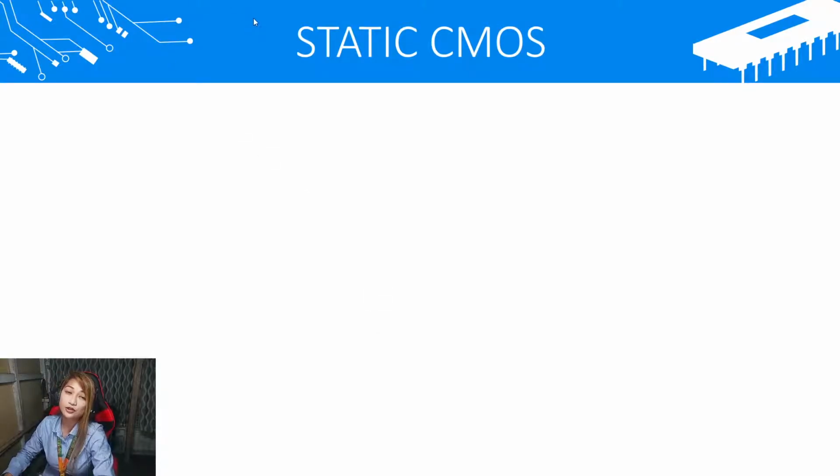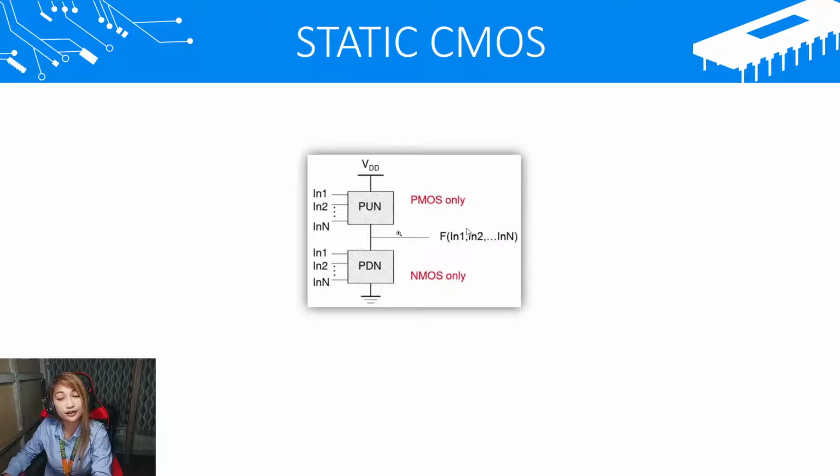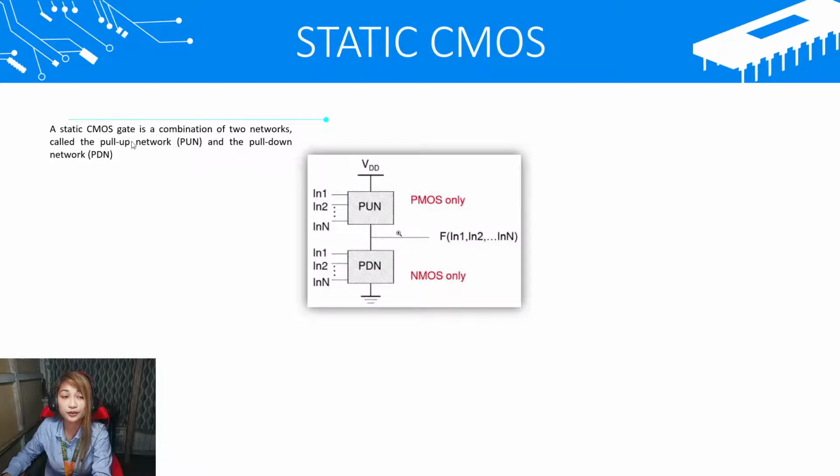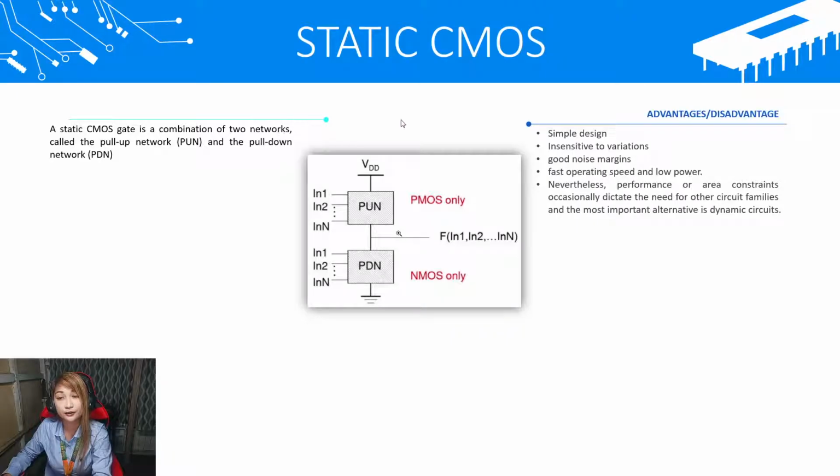So let us now focus on our first topic, the static CMOS. This is the block diagram of a static CMOS. It has a pull-up network which comprises PMOS only and a pull-down network which comprises NMOS only. So static CMOS is a combination of two networks, the pull-up network and the pull-down network. The advantages are, first, it's simple in design. Second, it is insensitive to variation. It has good noise margins and fast operating speed, and it has low power.